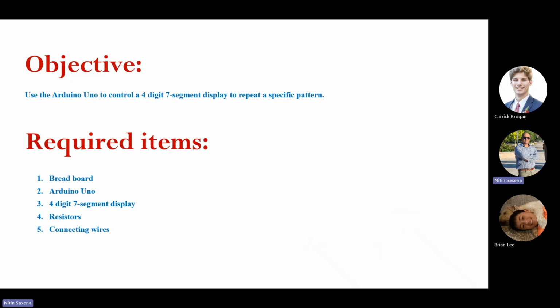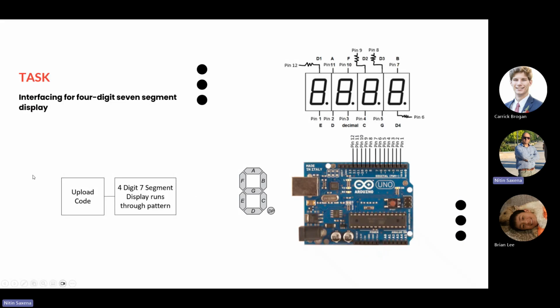For performing this task, we require a breadboard, an Arduino UNO, a 4-digit 7-segment display, resistors, and connecting wires. You can see here, this is the simple presentation: we will write some code on Arduino, and this code will go to the 7-segment display and will give us a specific pattern as per the written code. For this, the understanding of the 7-segment display is very important.